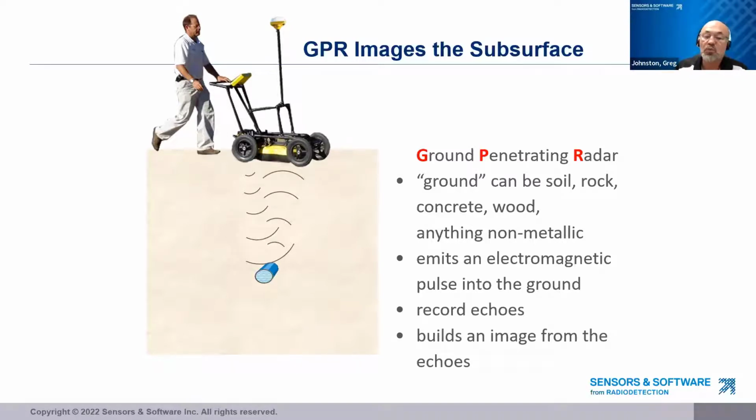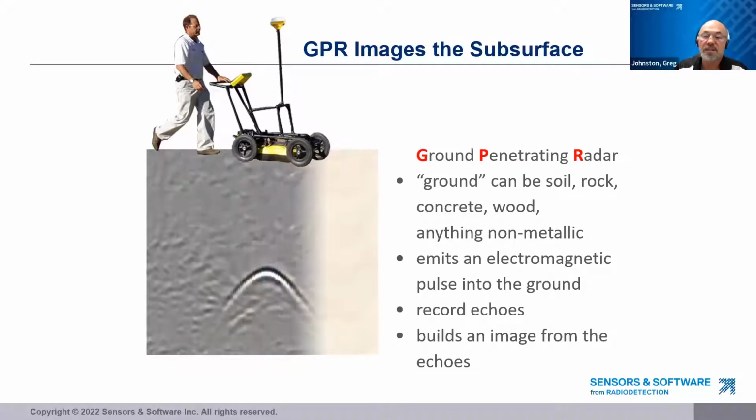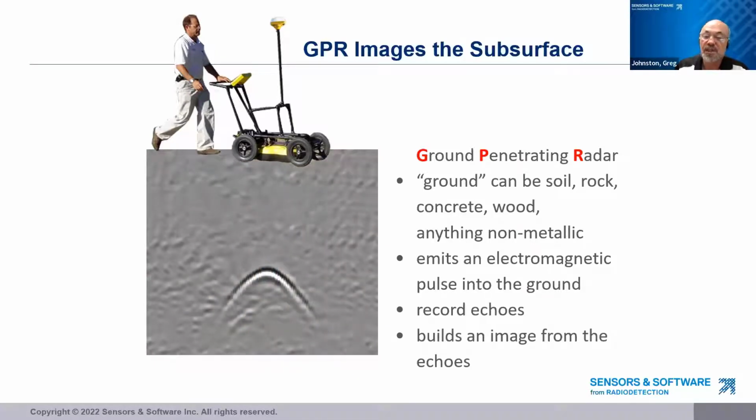Notice that the system is on wheels. It's designed to move and collect data in lines. As the wheel rotates a few centimeters, it triggers the transmitter to fire again, and another trace is collected. The vertical traces are combined to create a cross-section of the subsurface along the survey line.